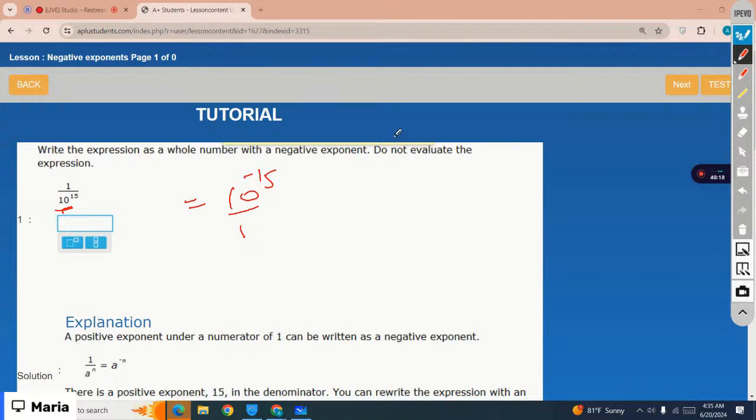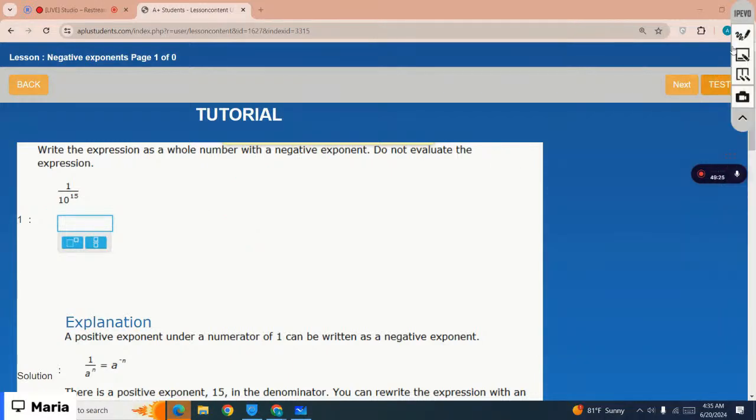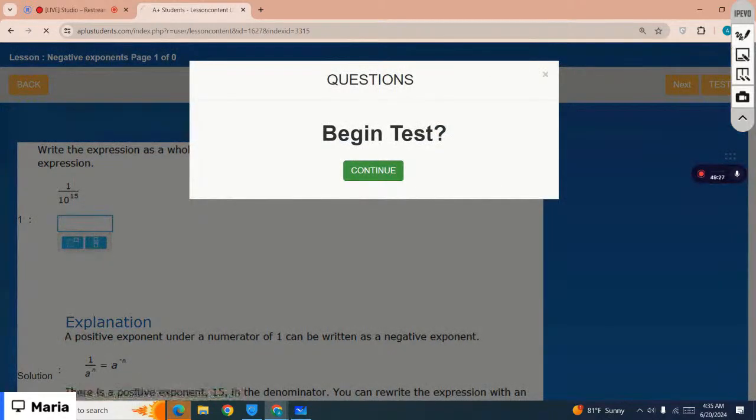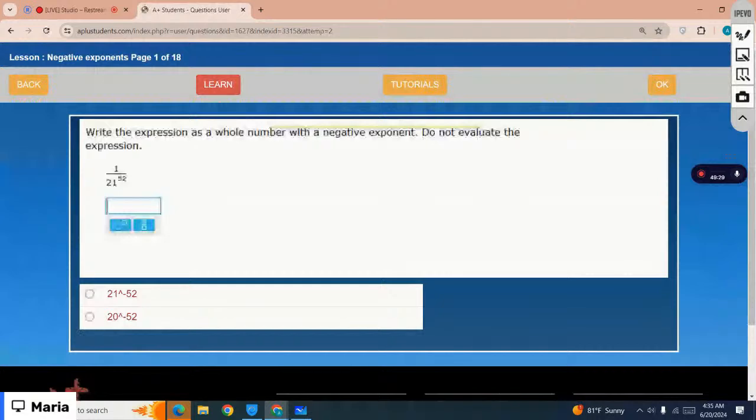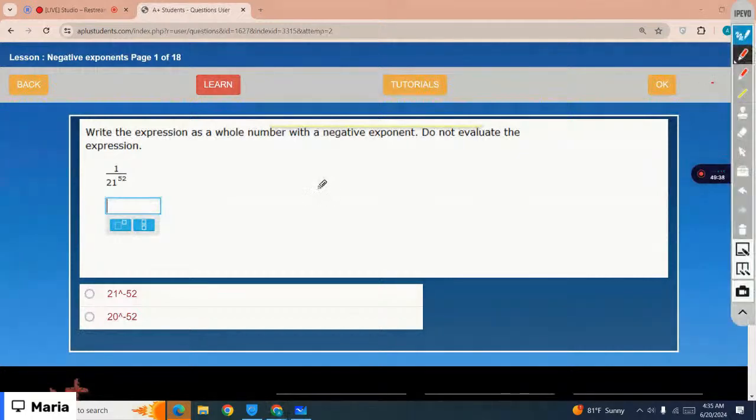Okay, let's start with the test questions. One divided by 21 exponent 52. You have to write it with the negative exponent, right? So 21 exponent 52 is dividing. You write it in the numerator with the negative exponent. The correct option is 21 exponent negative 52. Option number 1 is the correct option.